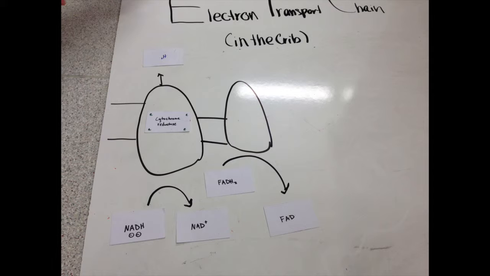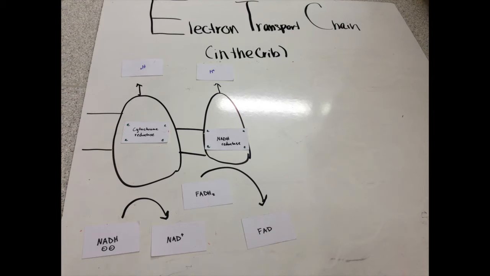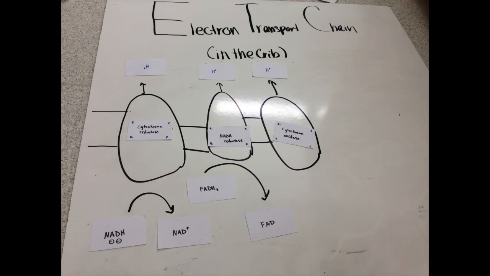Alright, moving on to the second protein, we have cytochrome reductase, which also has a hydrogen above it. Then between the cytochrome and the cytochrome C, FAD is produced. I think I already said that, but that's okay.